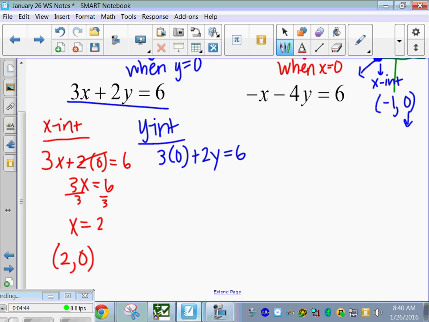Okay, 3 times 0 is? Okay, divide both sides by 2. What does y equal? 3. Now we need it as an x, y coordinate point. So Alex, what's my x, y coordinate point? Very good. (0, 3).